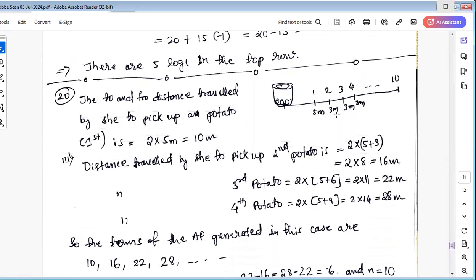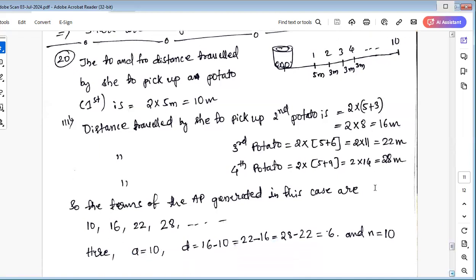So this is the solution. The first potato is at 5 meters. So the total distance traveled by her to pick up the potato is 2 into 5 meters, because 5 meters to go there and come back. So it becomes 2 into 5 meters, which gives 10 meters. Then the distance traveled to pick up the second potato is 2 into 5 plus 3, because another 3 meters is added to this. So it is 2 into 8 is equal to 16. To pick up the third potato, the distance traveled is 22 meters. To pick up the fourth potato, the distance traveled is 28 meters. In this way, the terms are generated here.